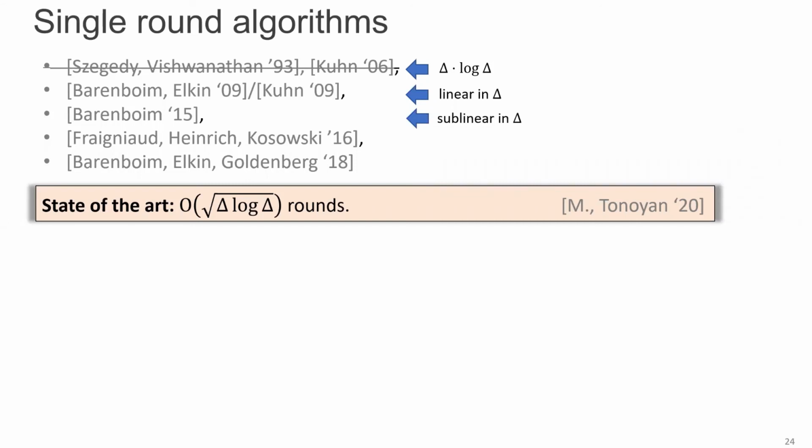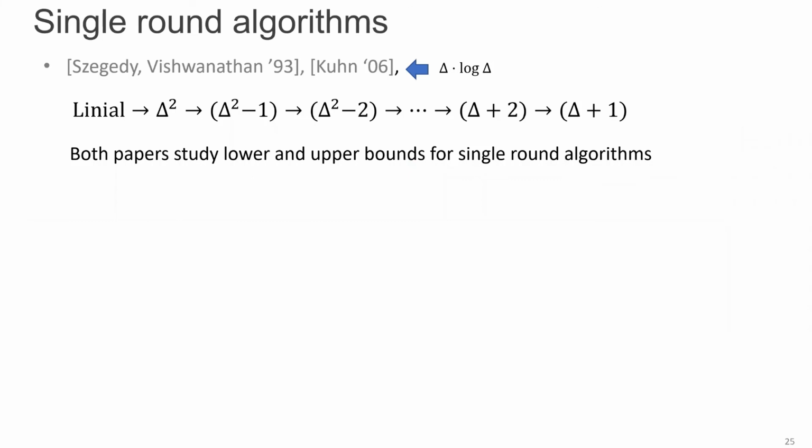So for all of these papers, except the first 2, we've seen that we subsume some of the results, or at least some of the intermediate steps in these papers. So let's look at these last 2 papers. These papers study lower and upper bounds for single round algorithms, very similar to the algorithm that we've seen at the very start. You can just reduce one color in one communication round.